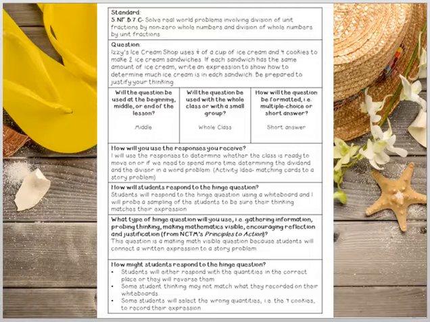And so here's the question that I'm going to pose. Izzy's ice cream shop uses 1/4 of a cup of ice cream and 4 cookies to make 2 ice cream sandwiches. If each sandwich has the same amount of ice cream, write an expression to show how to determine how much ice cream is in each sandwich. Be prepared to justify your thinking.